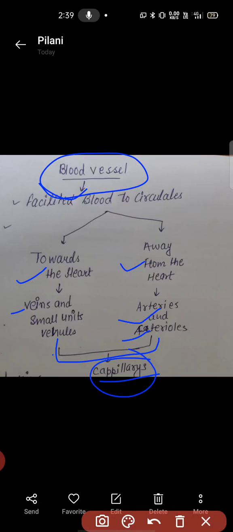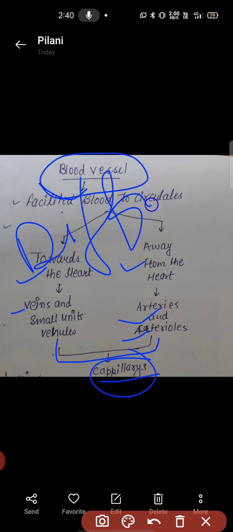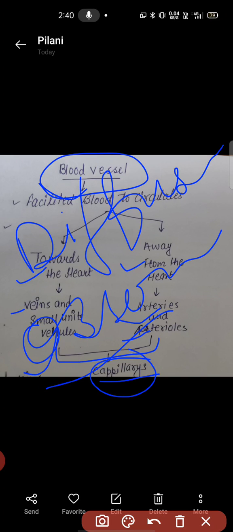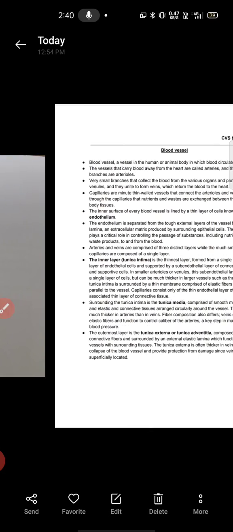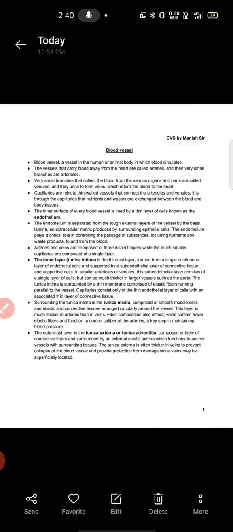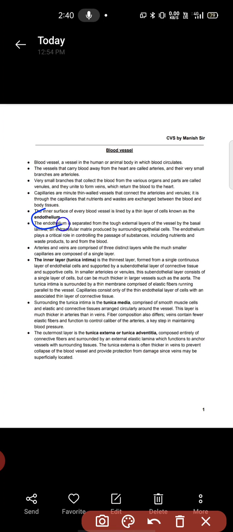It facilitates the exchange of blood gases, nutrients, and other essential substances. These permit diffusion and osmosis. Osmosis and diffusion occur at the site of capillary. Okay, the inner lining of these blood vessels is lined by endothelium. Endothelium is the innermost lining of blood vessels.